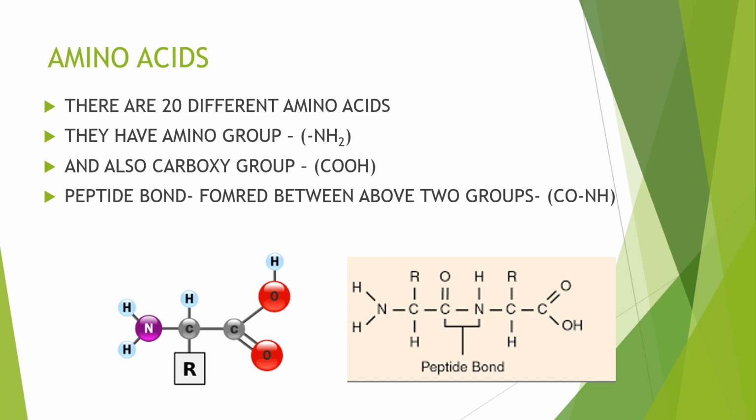These amino acids consist of an amino group and a carboxyl group. Two amino acids are linked by a peptide bond. These are formed between the amino group and the carboxyl group, these two groups, and you present it as a CO-NH bond. So this is the peptide bond which is formed between two amino acids, and this is the representation of a dipeptide.